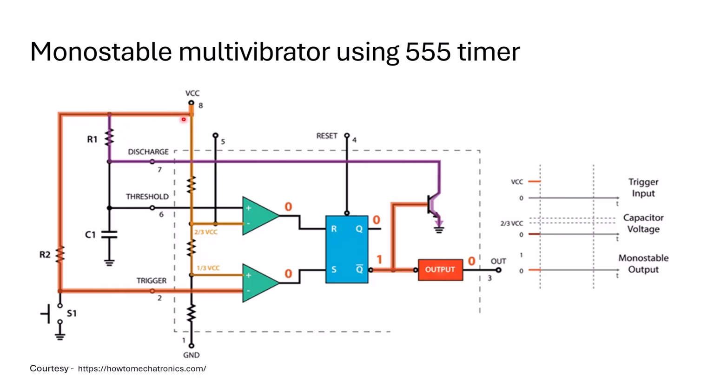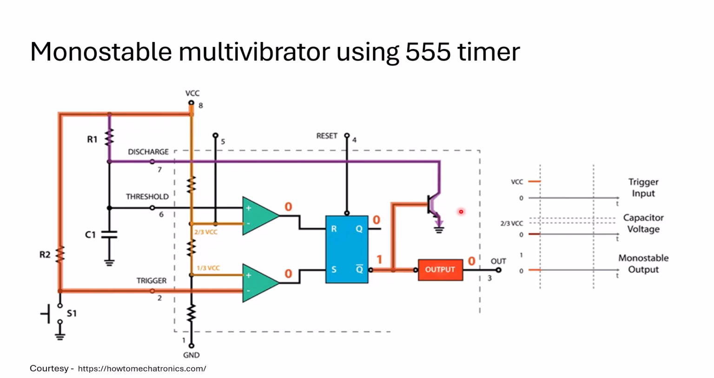Similarly, the supply voltage flows through the three resistances and creates a potential division of 1 by 3 VCC and 2 by 3 VCC across the lower comparator and upper comparator. And again, the discharge happens through resistance R1 through transistor Q1.